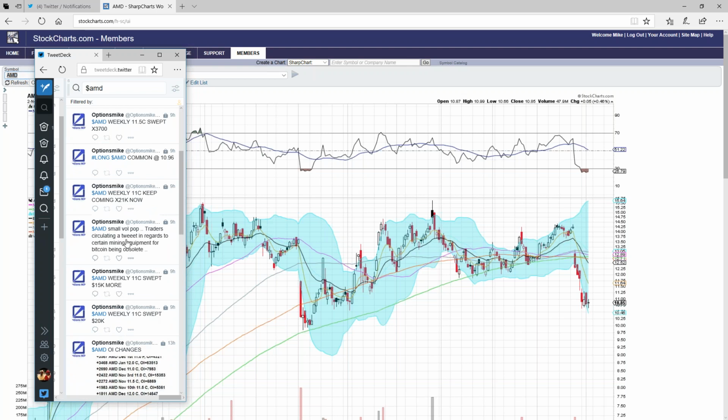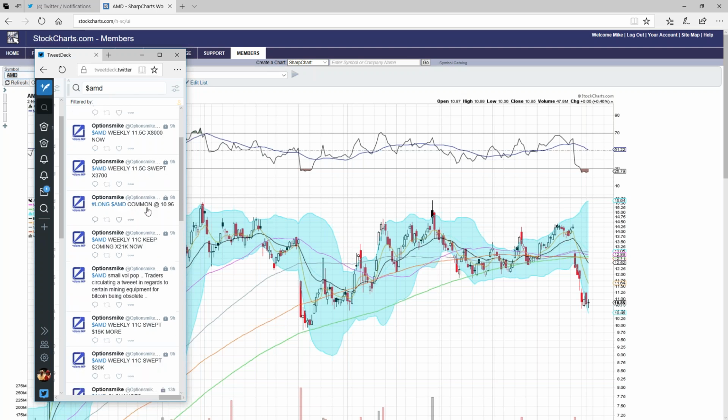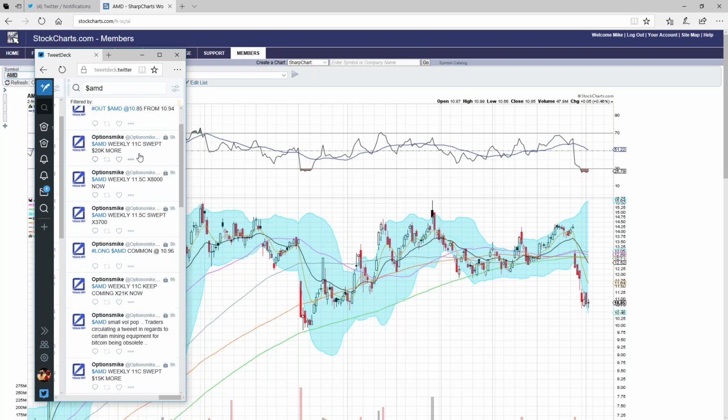And then I caught the news. Traders are circulating a tweet in regards to certain mining equipment for Bitcoin being obsolete. AMD is one of the names everybody loves for that. So I took some common. I don't like options on AMD, so I grabbed some common at 10.96. As I was doing it, another 21K came in. They kept coming. There was over 3,700 of them traded, over 8,000 of them traded.